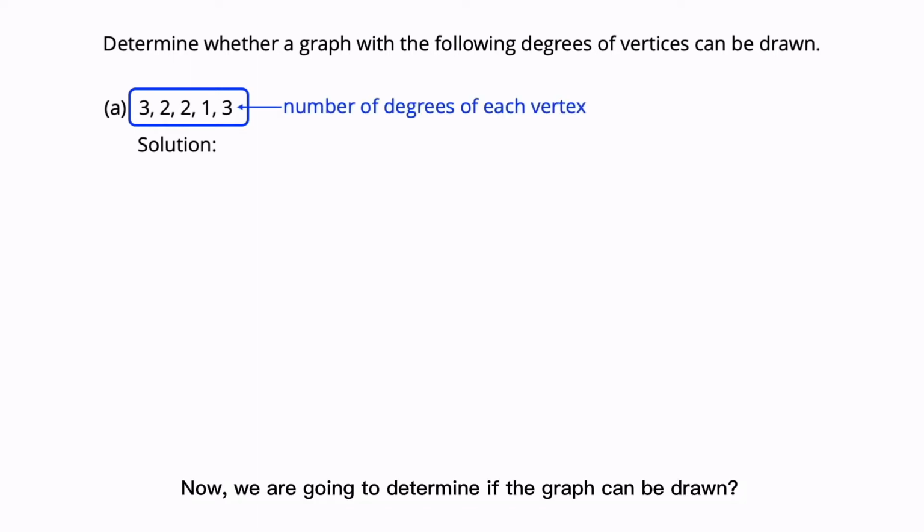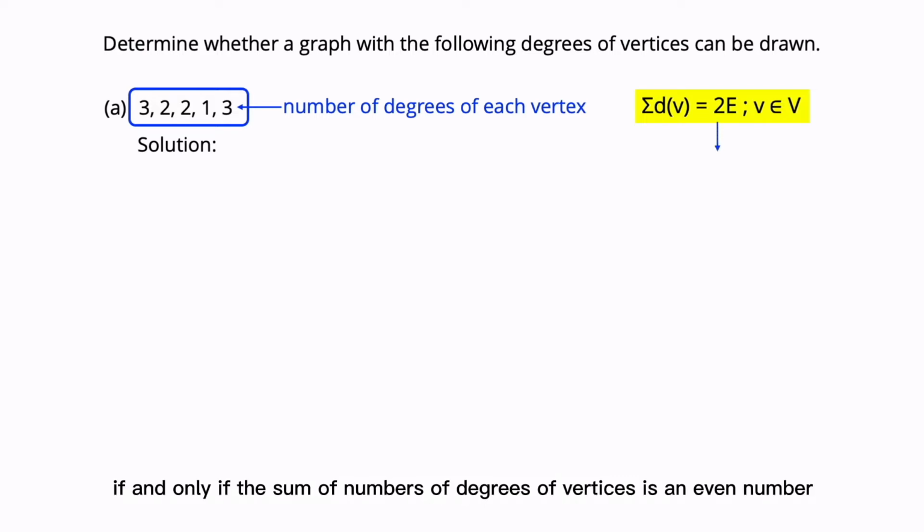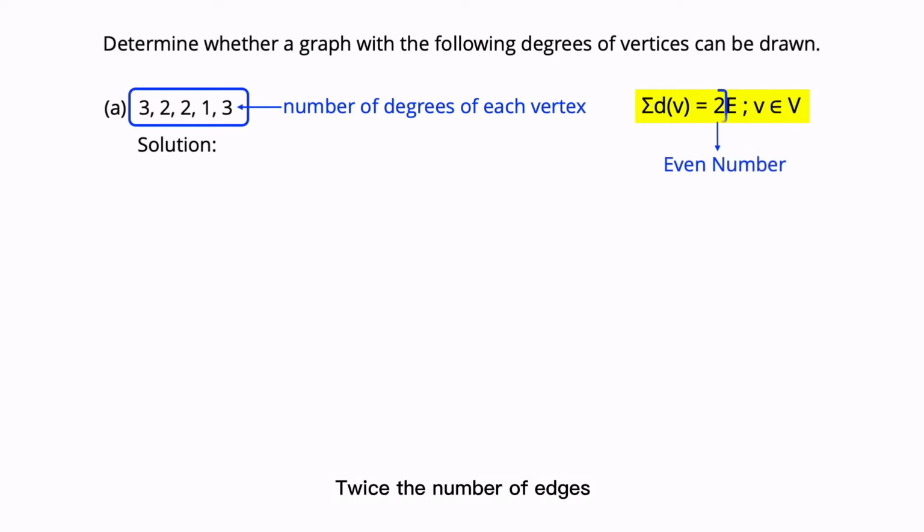Now, we are going to determine if the graph can be drawn. From the given formula, the sum of degrees of a graph is twice the number of edges. We realize that a graph can be drawn if and only if the sum of the degrees of the vertices is an even number, twice the number of edges.